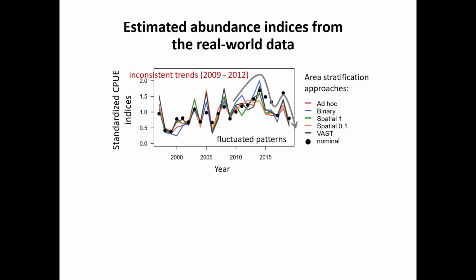So this is the result from the real world data, from the derived index from the different methods, and the black point is the nominal CPUE. And you can see that the abundance of the Pacific saury shows a fluctuating pattern. But we noticed that in 2009 to 2012, there is an inconsistent trend among the different methods.